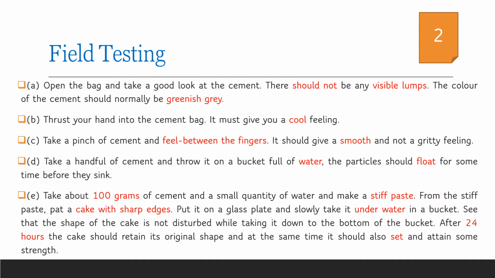When a handful of cement is taken and thrown on a bucket of water, the particles of cement should float. Take 100 grams of cement and add a small quantity of water to make a stiff paste. Then pat a cake with sharp edges. Transfer this into a bucket of water. Keep it there undisturbed for 24 hours. If its original shape is retained and it also started setting, it is considered to be of good quality.